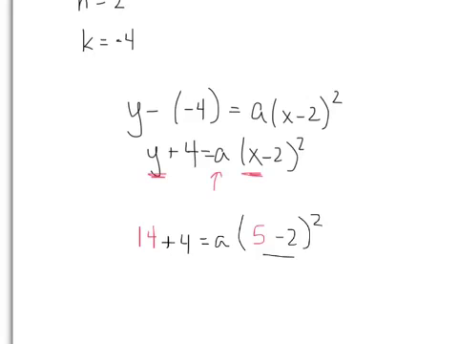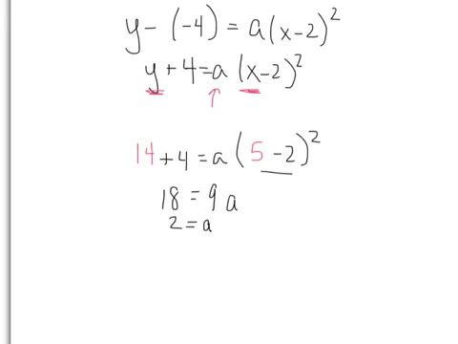This is really 3. 3 squared is 9. 14 plus 4 is 18. a is just 2. So the final answer for this problem, the equation we're looking for, is y plus 4, again coming from this line right here. But then we plug the a value in, right? 2 times the quantity x minus 2 squared.